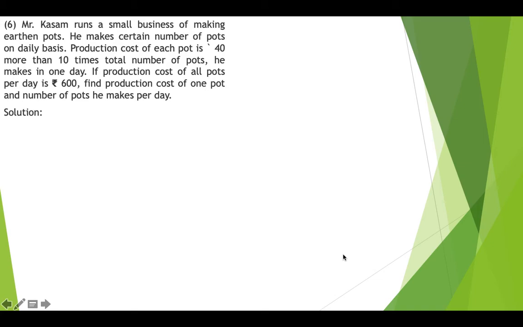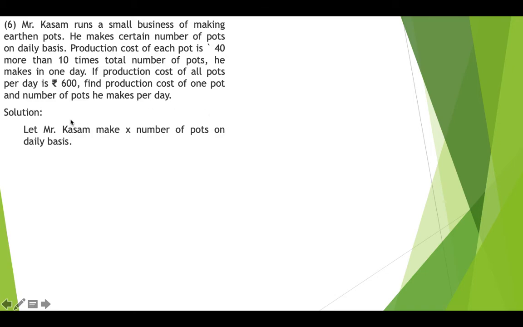Okay, now let us come to question number 6. Mr. Kasam runs a small business of making earthen pots. He makes a certain number of pots on a daily basis. The production cost of each pot is 40 rupees more than 10 times the total number of pots he makes in one day. If the production cost of all pots per day is 600, find the production cost of one pot.